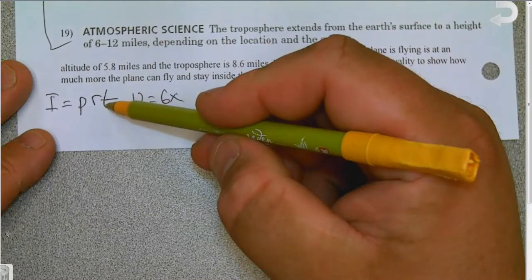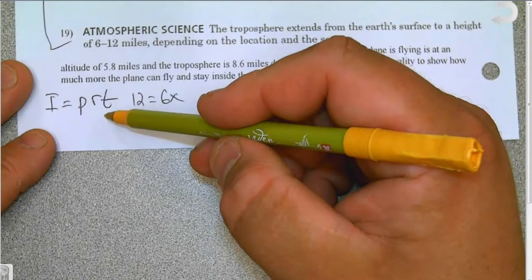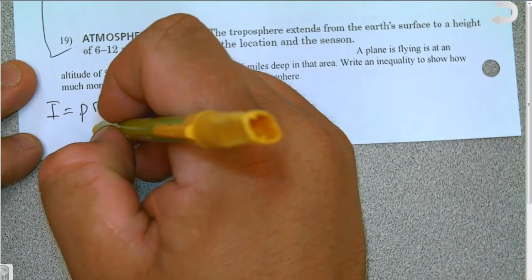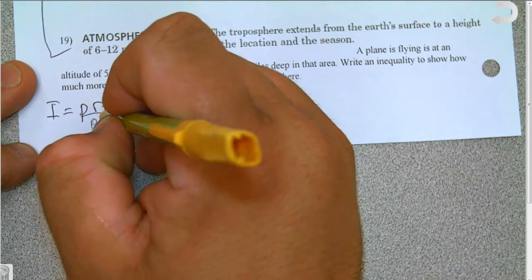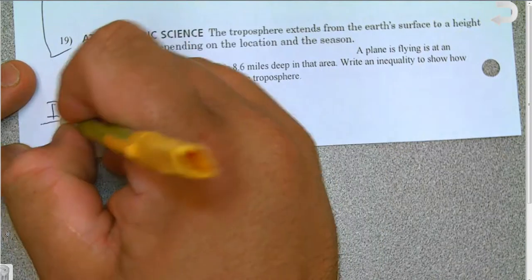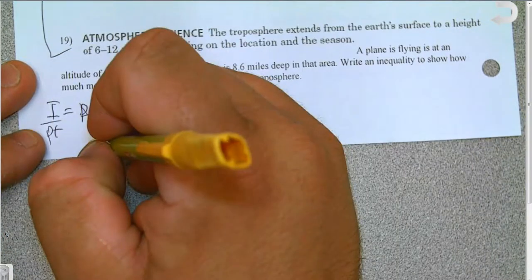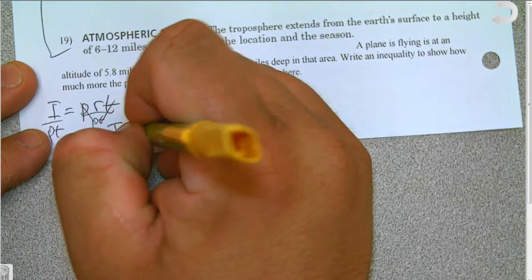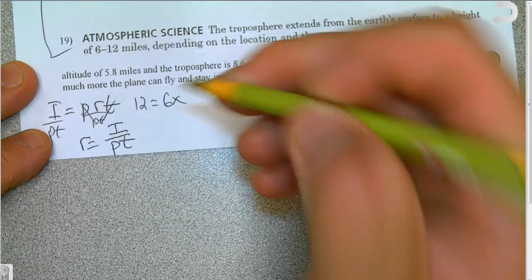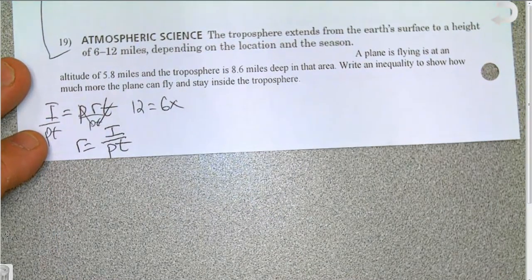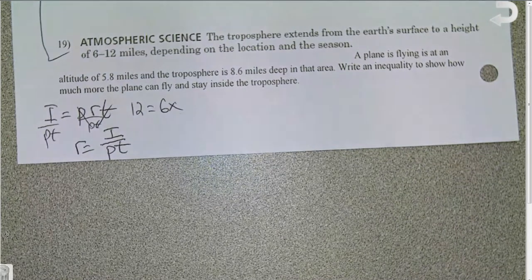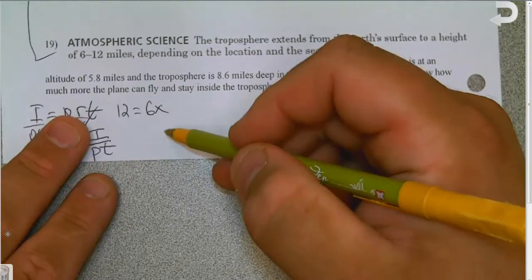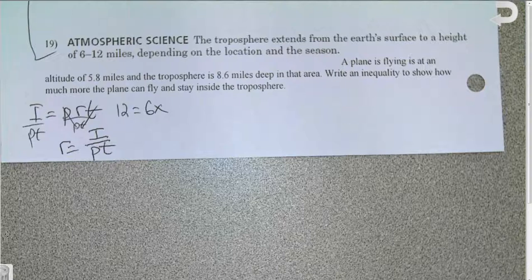Well, if I tell you to solve for R, all you're doing is dividing by P and T. So you would divide by P and T. They cross out, and that's what you're left with. R is equal to I divided by PT. This is called literal equations. It's the same thing as 12 equals 6x. It's just that instead of coming up with a number at the end, you're just going to still have the same letters. They're just going to be moved around.